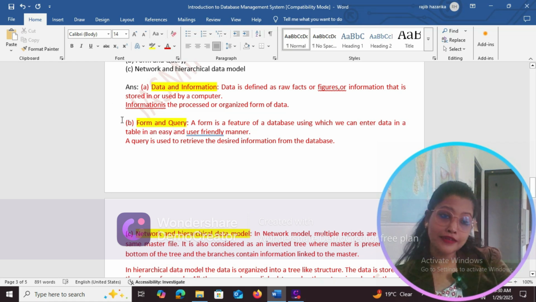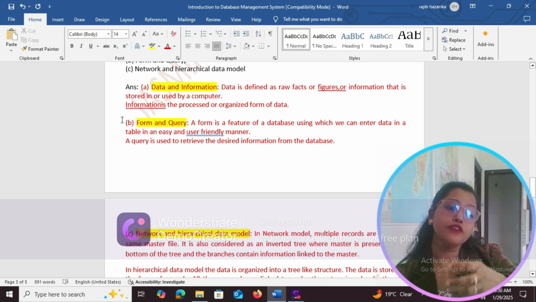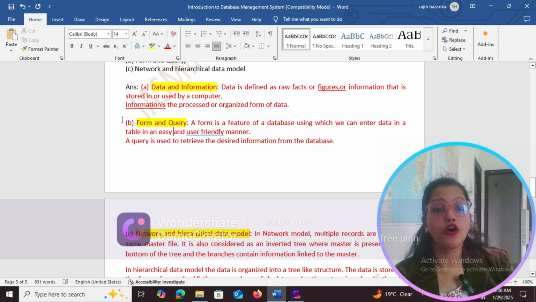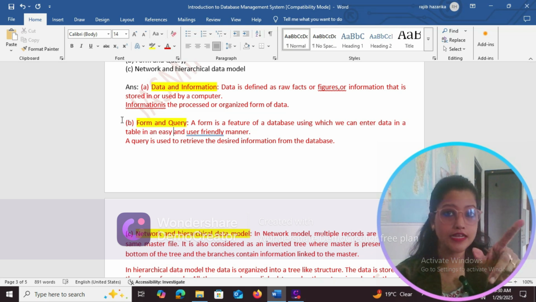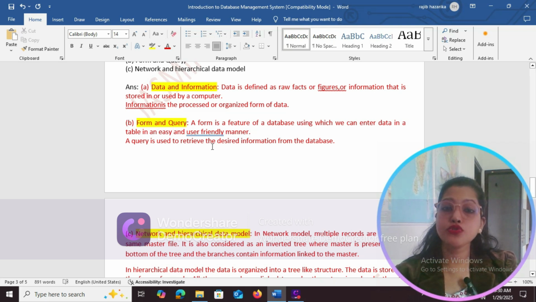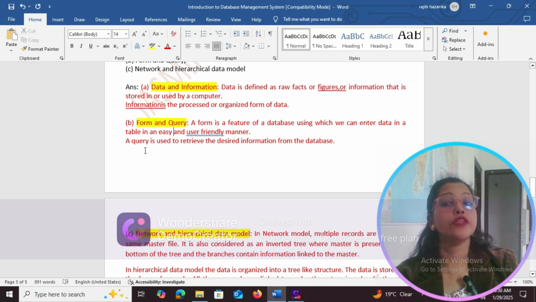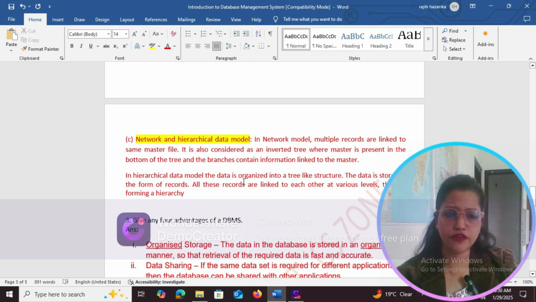That form is user friendly. But internally, what happens? Internally, the information is stored in a table of a database management system, which the non-technical person doesn't understand. They understand the interface of the form only. Okay. Then query is used to retrieve the desired information from the database. What is query? Already we have discussed previously. The query means the question that is used to retrieve the information from the table. Okay, table of a database.